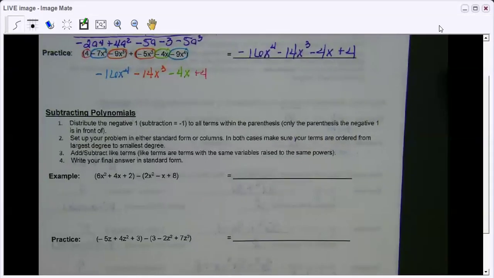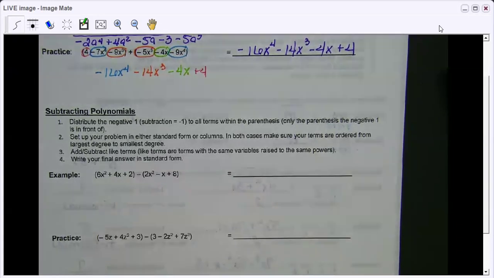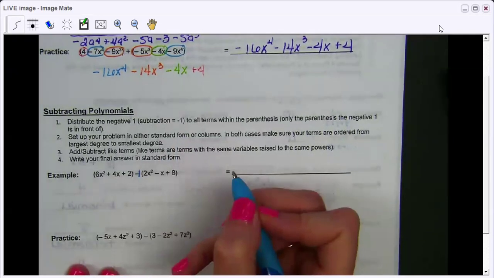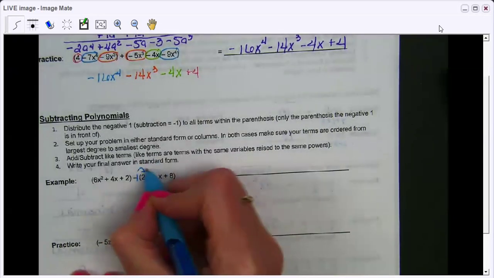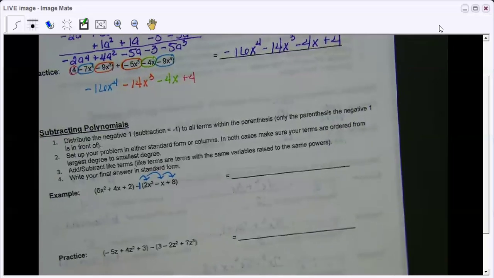Now we're moving to subtracting, which is different. There's one step different. Whenever you have a negative in front of a parenthesis, it's like a -1, and you must distribute it to all terms inside of the parentheses. So for example, we're going to imagine that there's a -1 here, and we are going to distribute that -1 to all three terms on the inside.